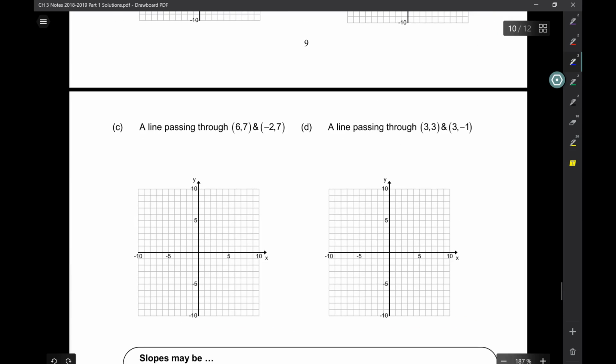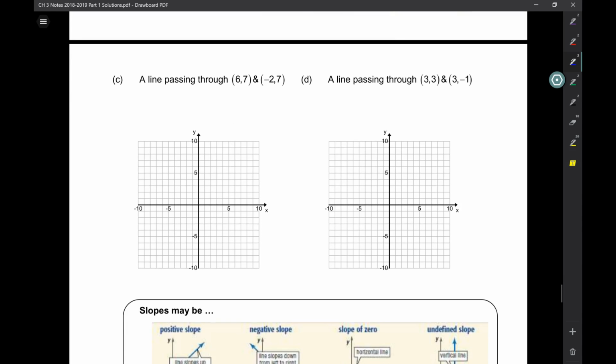Okay. Here. Let's do this one. M is x1, y1, x2, y2. 7 minus 7 on top. Negative 2 minus 6 on the bottom. So I get 0 on top, negative 8 on the bottom.